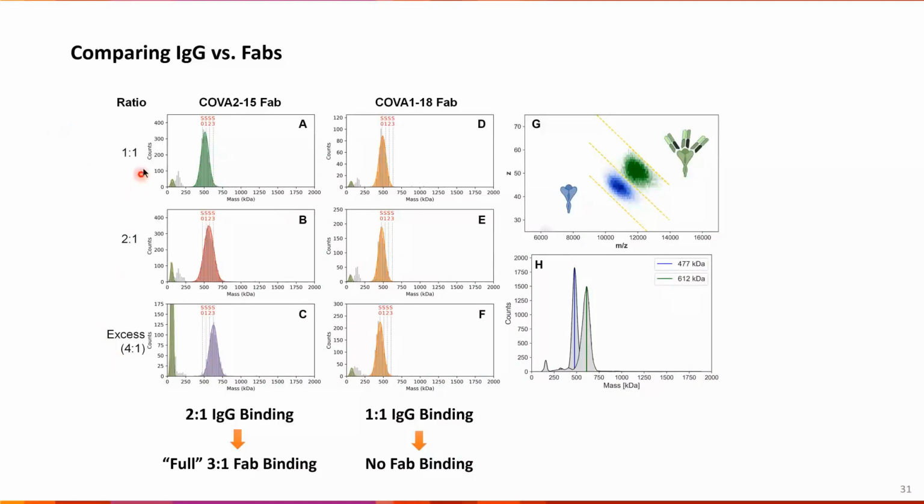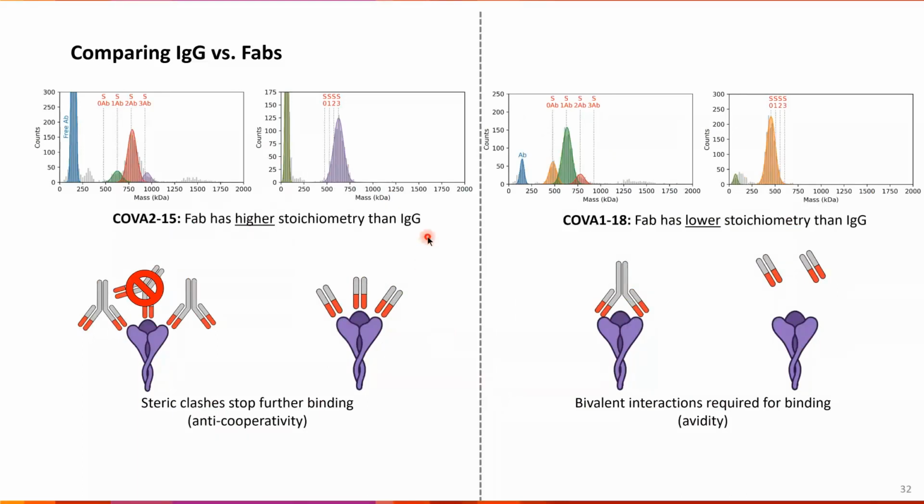And to briefly summarize, we used mass photometry and charge detection mass spectrometry here because of CDMS's higher resolution. We were able to show that for 215, the Fabs actually bind with a higher binding stoichiometry than its IgG. Whereas for 118, the Fab actually shows less binding, or in our hands, actually no binding to the spike, which was quite surprising. So to rationalize our results, because for 215 the Fab has a higher stoichiometry than its IgG, we concluded that the reason why CoVA-215 shows a low binding stoichiometry as an IgG is that there are steric clashes that happen in the full antibody that prevent further binding. So this is the steric clash effect, or what we call anti-cooperativity.